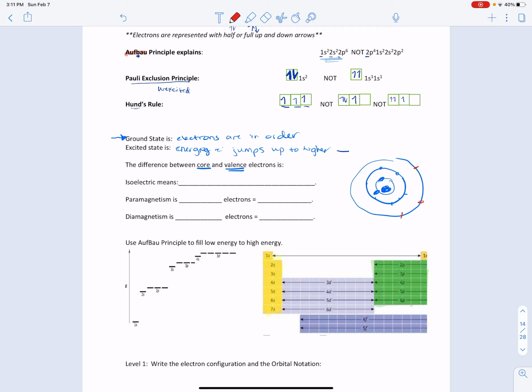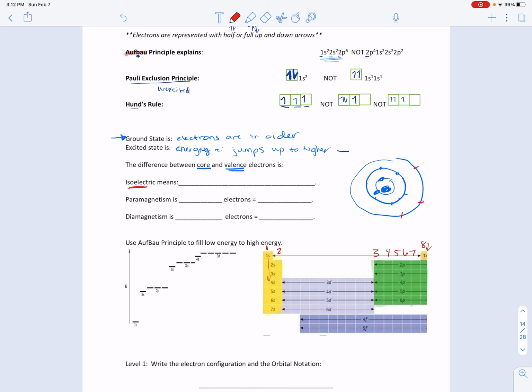Also, this column right here will have 1 valence electron. This column will have 2. This column will have 3, 4, 5, 6, 7, or 8 valence electrons. You'll see this more in chapter 4, so don't overly stress about how many valence electrons there will be. You will get that in a huge quantity next chapter.